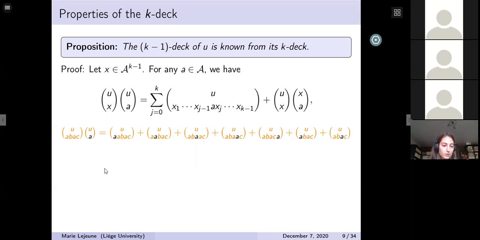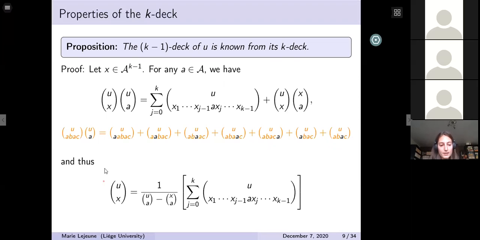But I can also merge the letter of the second coefficient with the same letter in the first coefficient. So I have this coefficient 2 times, since there are 2 occurrences of the letter A in the first word. This formula can be proved more formally, but this is the idea. And then you can isolate the binomial coefficient ux.